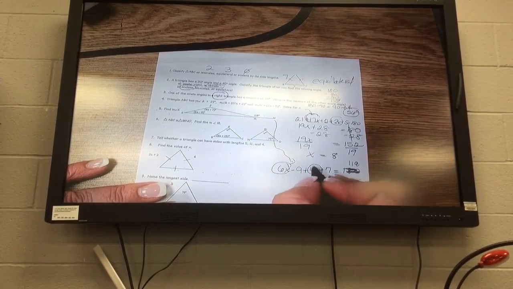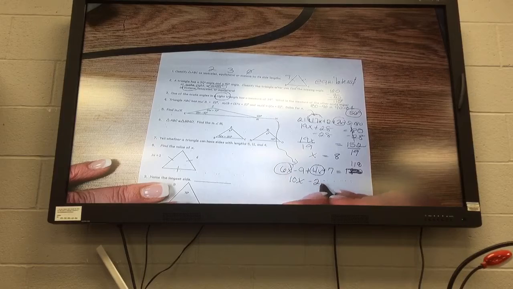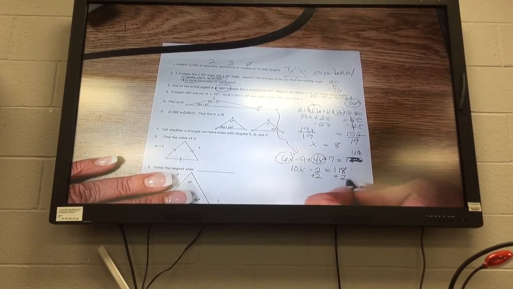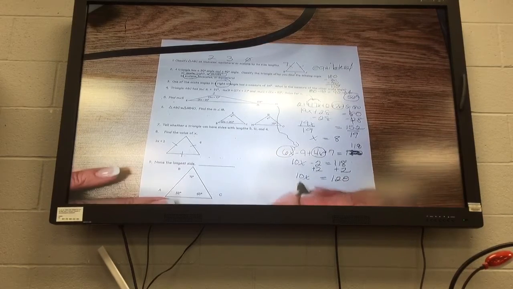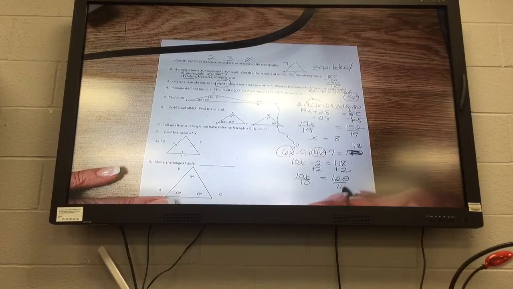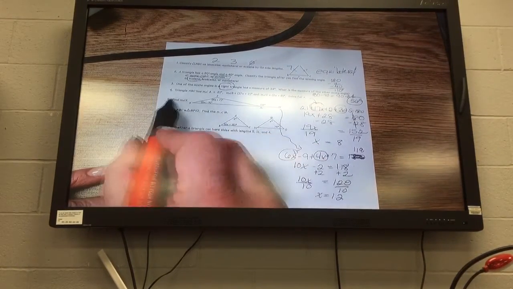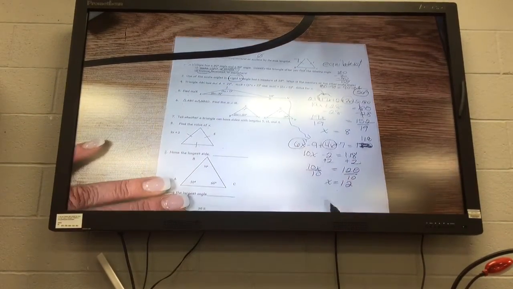Combine like terms, 6 and 4 is 10x. Minus 9 plus 7 is minus 2 equals 118. I'm going to add 2 to both sides, and I get 10x equals 120. I'm going to divide by 10, and I get x equals 12. Now it says find the measure of k. So I'm not done at x equals 12. I have to plug back in.